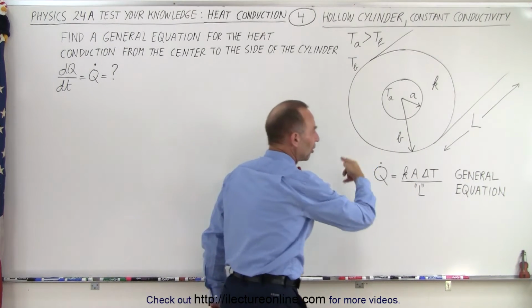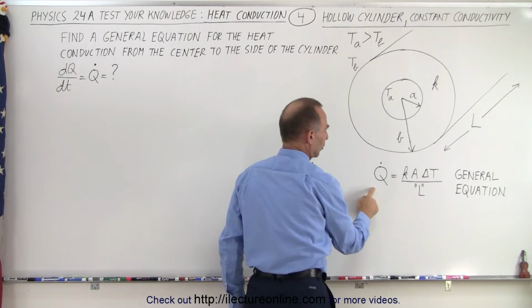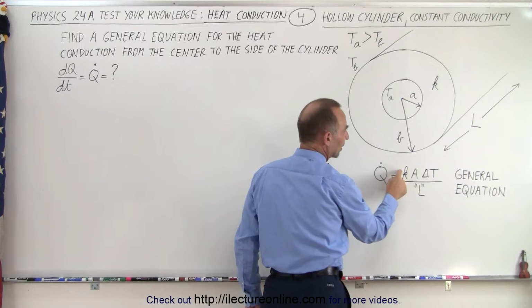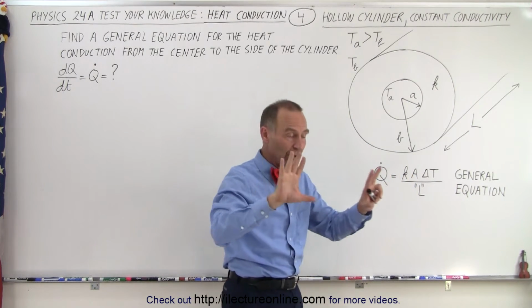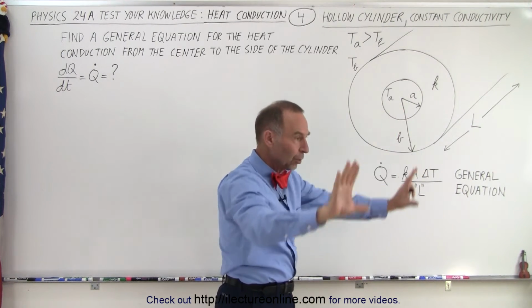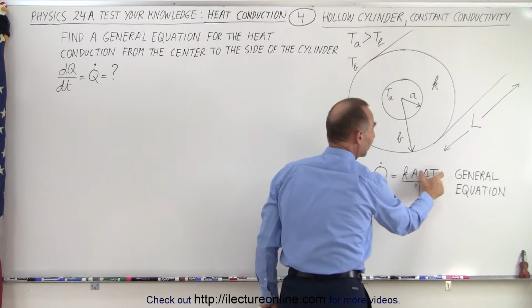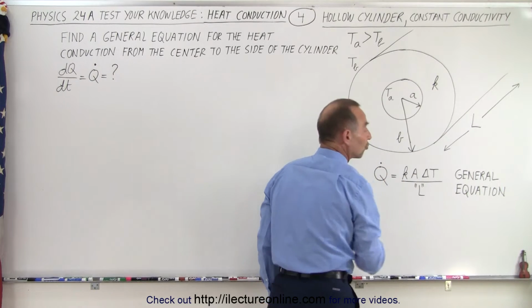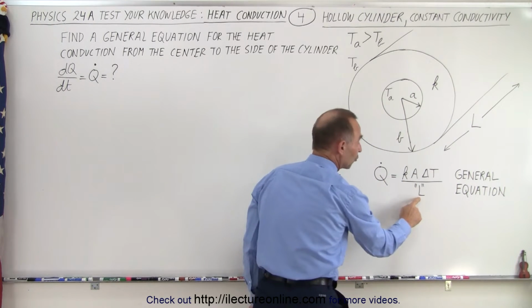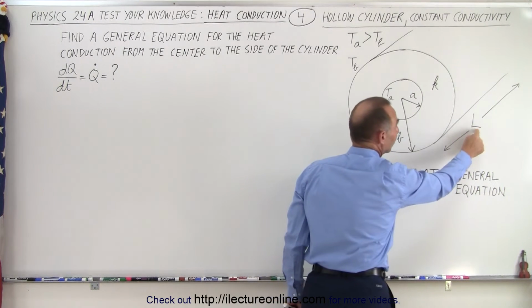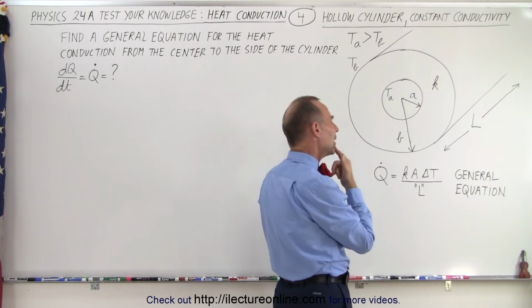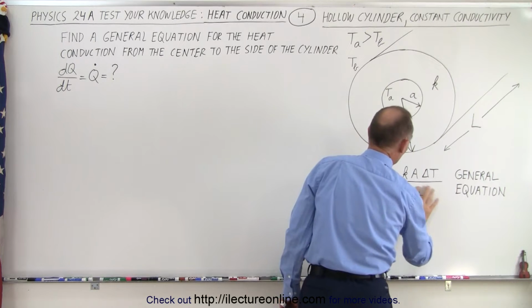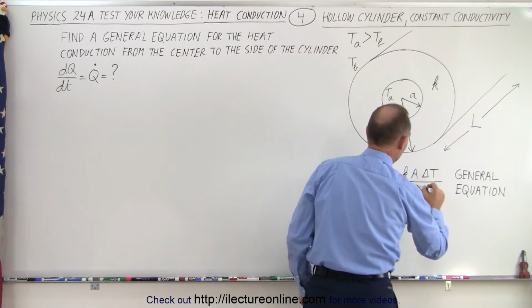So starting with the general equation of heat conduction, we have dQ/dt, or Q dot, is equal to the heat conductivity constant times the cross-sectional area through which the heat flows, times the change in the temperature divided by the length or the distance traveled. Now here, the distance traveled is not the same as the distance traveled there. So maybe instead of calling it L, we may want to call it X. Why not? So that way we're not confused. So let's just call it X.